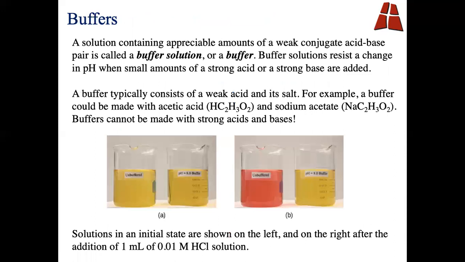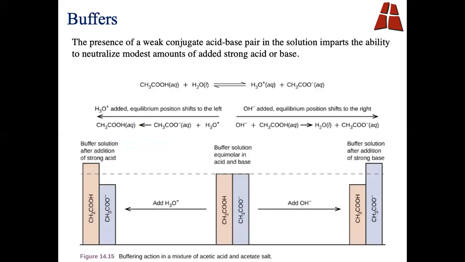Next thing, we have buffers. A reminder that a buffer is something that resists changes in pH, and that is done by having both a weak acid and its conjugate base present. You can't make a buffer with a strong acid or a strong base. It must be a weak acid and a weak base. As we add, for example, more hydroxide, that would react with the acidic portion of our buffer to form more of the basic portion of our buffer, and then vice versa for the acid if we were to add acid.